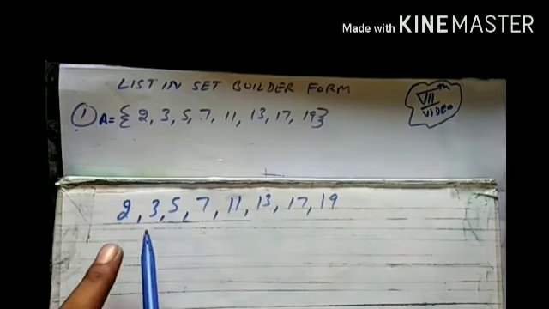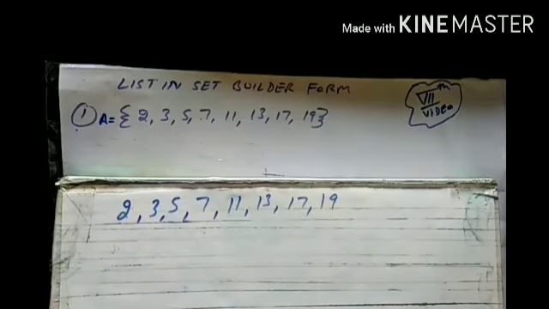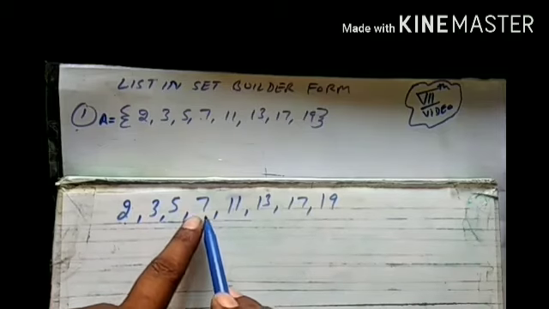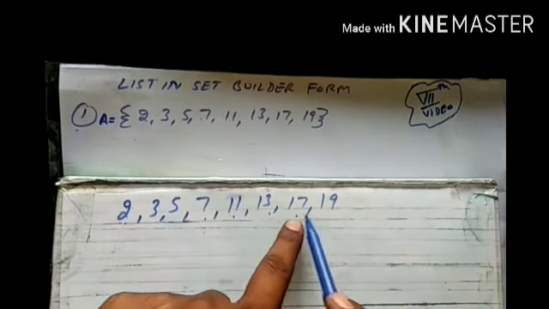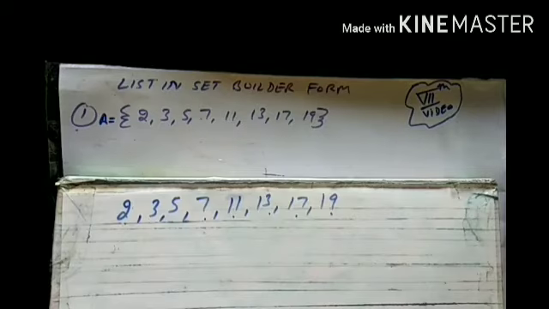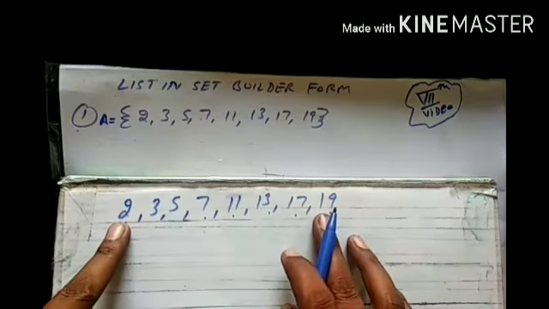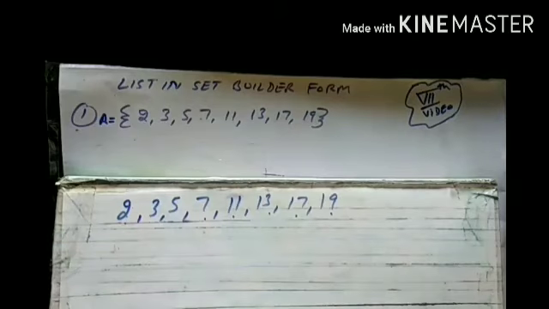Now, if we see all the members of the set A carefully, we come to know that 2 is a prime number, 3 is a prime number, 5 is a prime number, 7 again, 11, 13, 17 and 19. All these are prime numbers. So one thing is clear: all the members of the set are prime numbers. They start from 2 and they are less than 20. So all the prime numbers from 2 to 19 are the members of this set. So this is a common property.